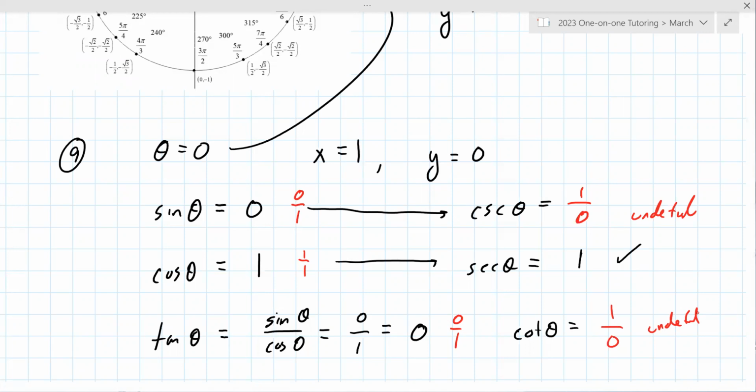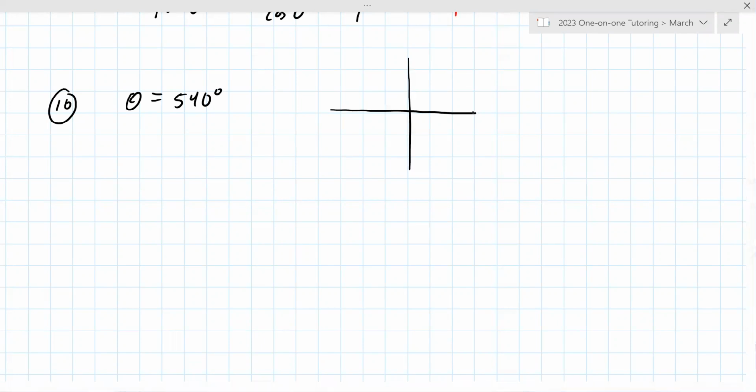So I think we've got another one in this grouping, maybe. I hope we do. 10. Okay, good. 10. All right, so 10 theta equals 540 degrees. And if you look really hard at your unit circle, you'll recognize that 540 degrees is not on your unit circle. And it's like, well, I thought everything was on there and that it's supposed to have all the information. It kind of does, but it's not exactly there.